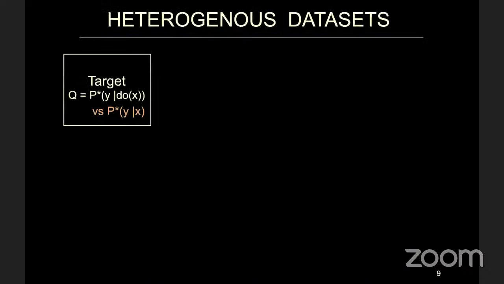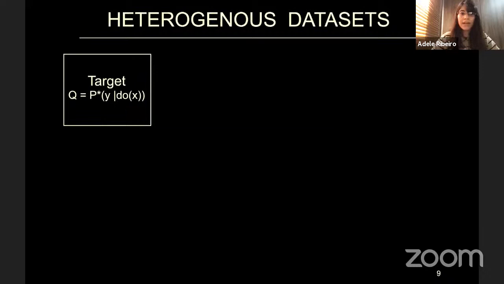So just to ground this a little bit more, we usually have a target. This is our inferential target. And the target here is the causal effect. The causal effect comes from the interventional distribution. So it is a probability distribution under the intervention on the variable X. The intervention is denoted by the operator do. It's denoting as if we had randomized the assignment of this variable X.